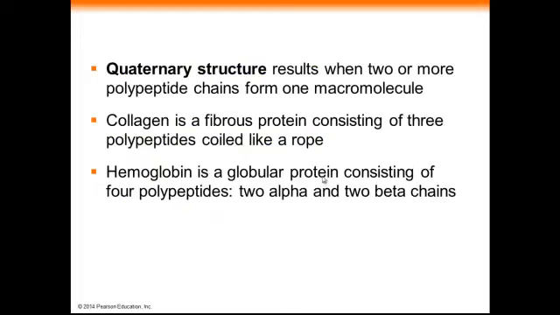And then lastly, when you put more than one polypeptide together, you get what's called quaternary structure.